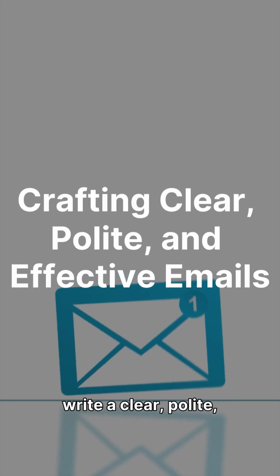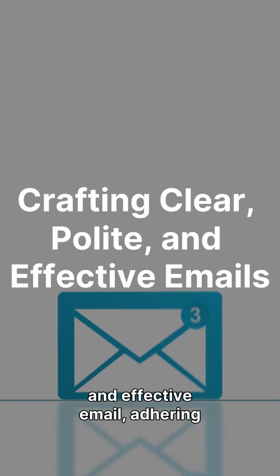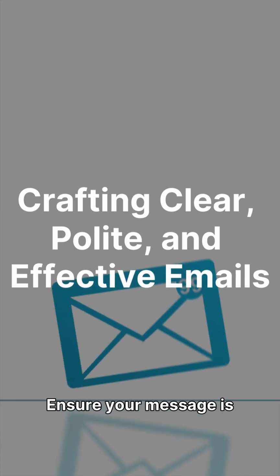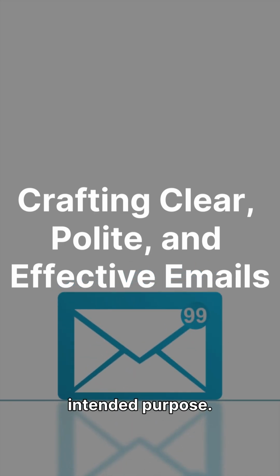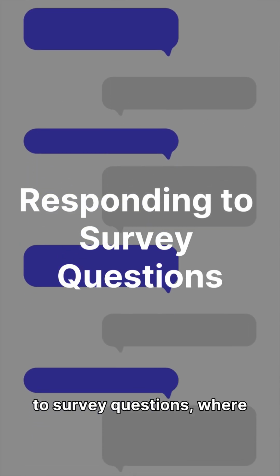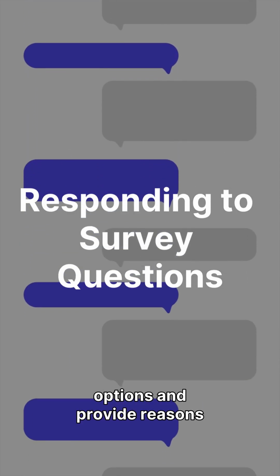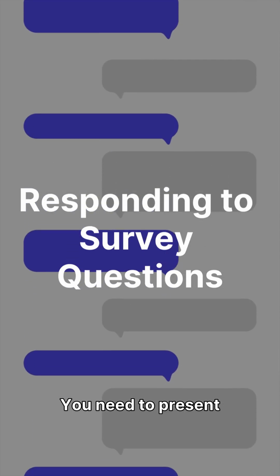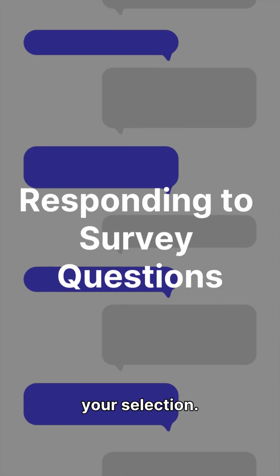Your goal is to write a clear, polite, and effective email, adhering to a word count of 150 to 200 words. Ensure your message is well organized and achieves its intended purpose. Task 2 involves responding to survey questions, where you choose between two options and provide reasons and examples to support your choice. You need to present a well-reasoned argument for your selection.